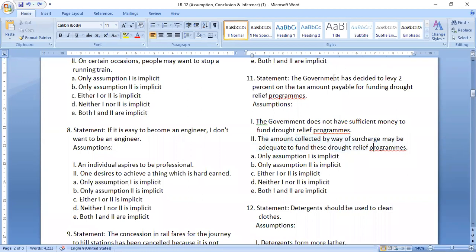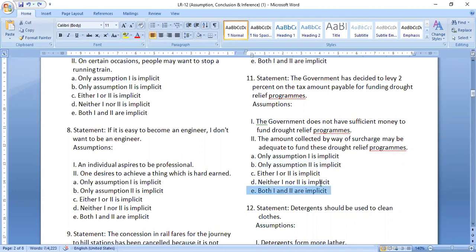How about the answer now? See, the government has decided to levy. What does levy mean? It means to impose 2% on the tax amount payable for funding drought relief programs. So I think it's either B or it might be C. Is it D, sir? Both are implicit. Yeah, E.